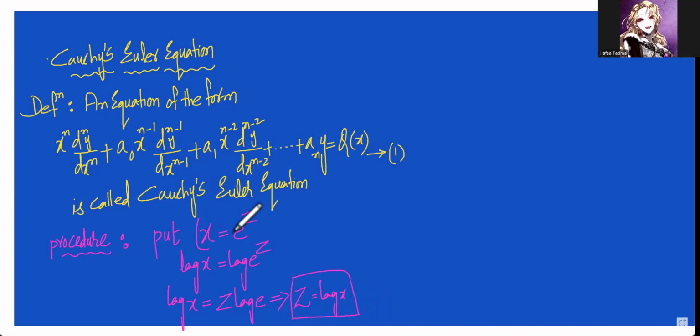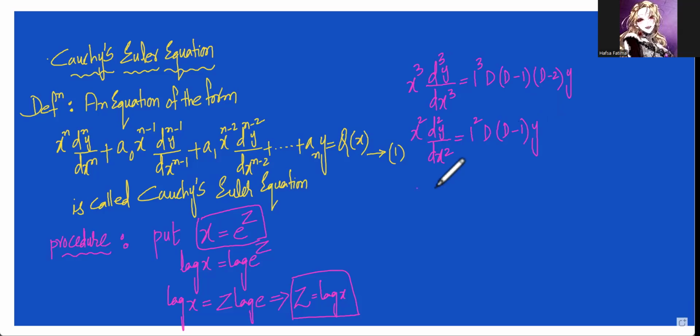And in place of x, we take e power z. After that, wherever we have d^3 y/dx^3, that is x^3, the x coefficient is 1, 1 power 3, so the replacement is D(D-1)(D-2)y. Similarly, if your question has x^2 d^2y/dx^2, it can be replaced by 1^2 D(D-1)y. If your question has only x dy/dx, then the x coefficient is 1 and in place of d/dx we write capital D, y as it is, and so on. By applying this procedure we can easily solve this type of Cauchy's Euler equations.